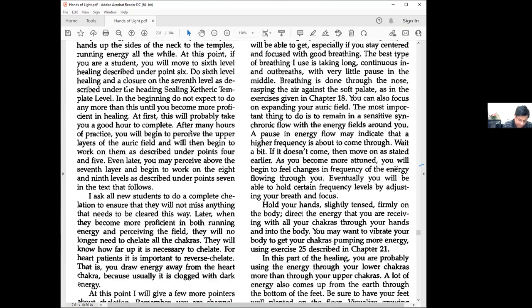I ask all new students to do a complete chelation to ensure that they will not miss anything that needs to be cleared this way. Later, when they become more proficient in both running energy and perceiving the field, they will no longer need to chelate all the chakras. They will know how far up it is necessary to chelate. For heart patients, it is important to reverse chelate. That is, you draw energy away from the heart chakra because usually it is clogged with dark energy.